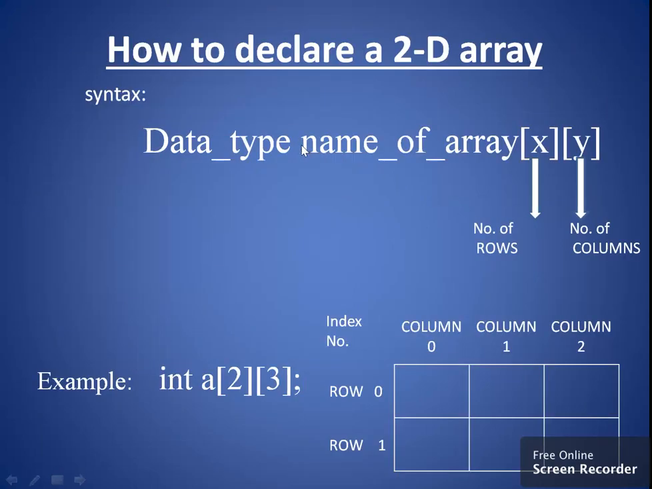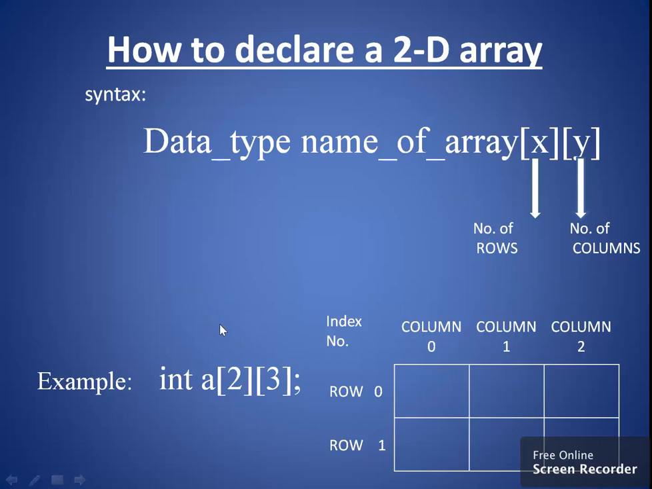Then next is how to declare a two-dimensional array. For declaring a two-dimensional array, we have to follow a particular syntax. That is the data type, the name of the array, then inside the square brackets we will have x. That x represents the number of rows present in the array. Then we will have y. That y represents the number of columns present in the array.